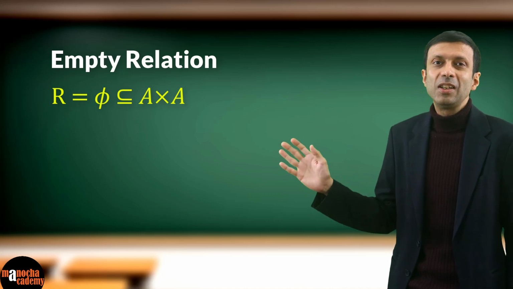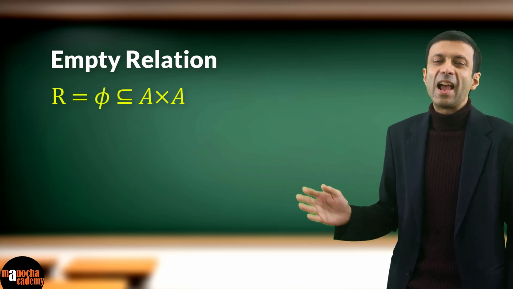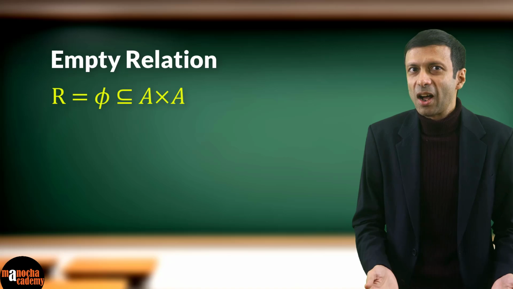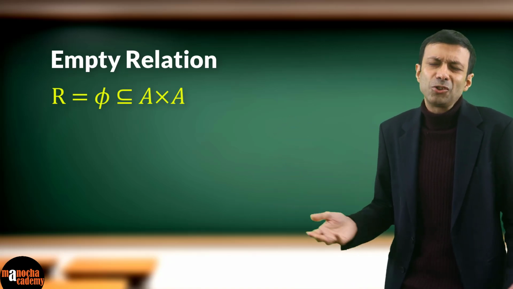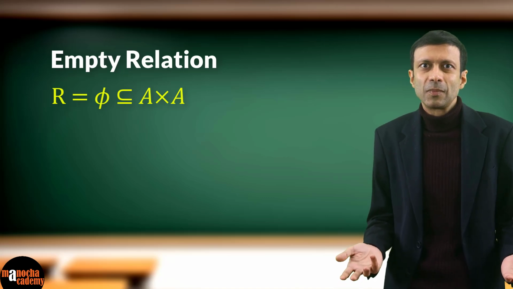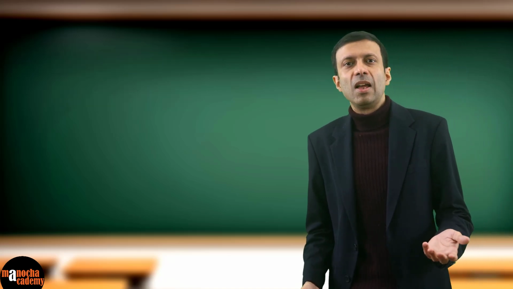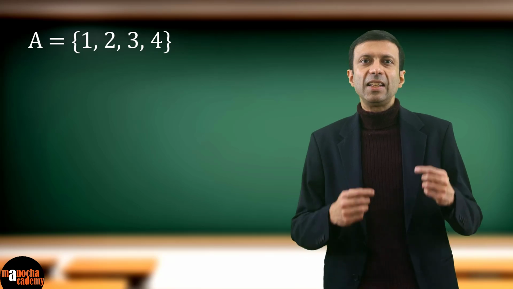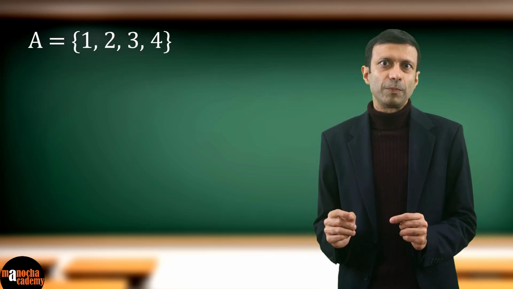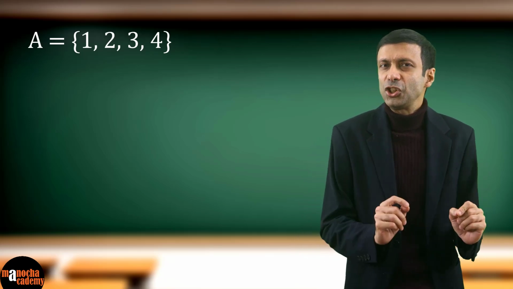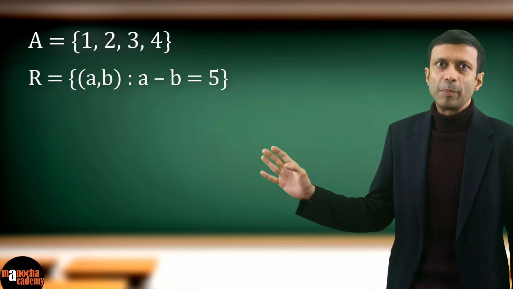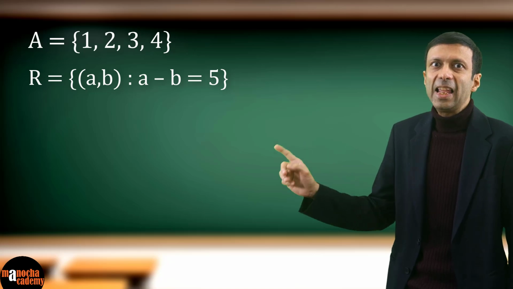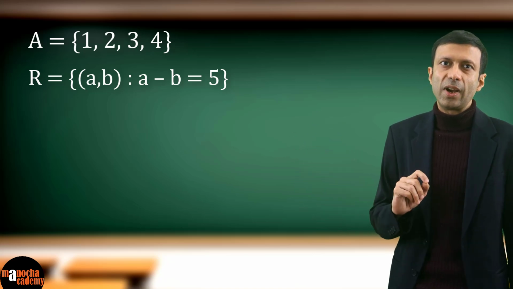So this null symbol denotes the empty relation. And clearly you can see the relation R, that is this empty relation, is going to be a subset of A cross A. So obviously it satisfies that. If you want to take another example, let's say you take a set A containing the numbers 1, 2, 3, 4. And let's define a relation in A given by R = {(a, b) such that a minus b is equal to 5}.